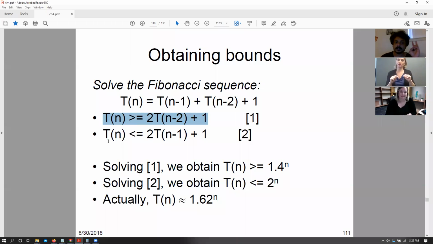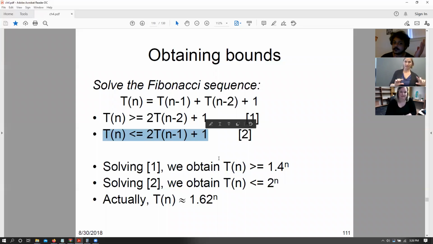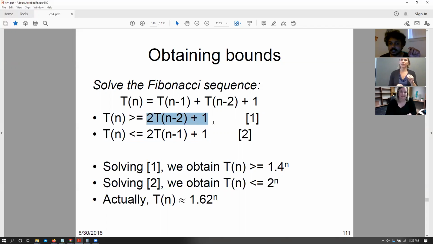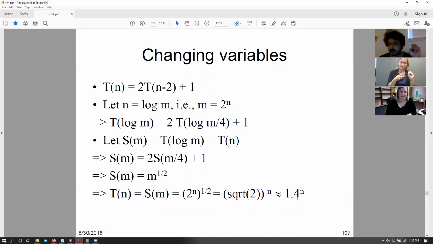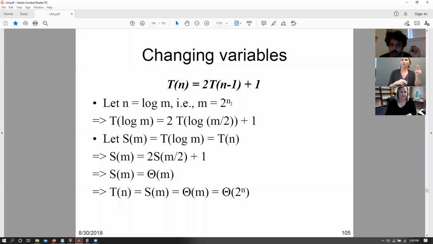So we have T of n greater than or equal to T of n minus 2 plus 1. Similarly, the other way around, we can substitute n minus 2 with n minus 1. We have T of n less than or equal to 2T of n minus 1 plus 1. Right. So we already did these two equations earlier. 2T of n minus 2 plus 1 was, what was it? This one, which was 1.4 raised to the power of n.